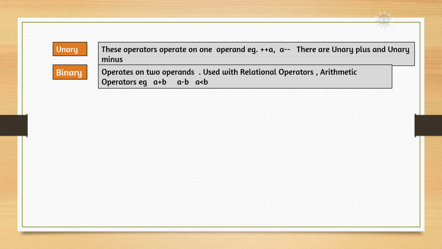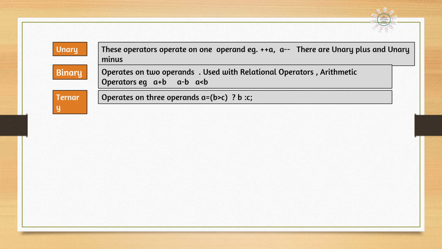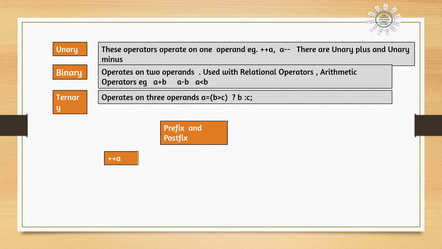Unary operates on one operand. That means all the increment, decrement operators, ++ and --, only one operand is there. Binary operates on two operands, a + b, a - b, and ternary operates on three operands. So definitions we have to study and one example each. And prefix and postfix, how to use it in the expressions.